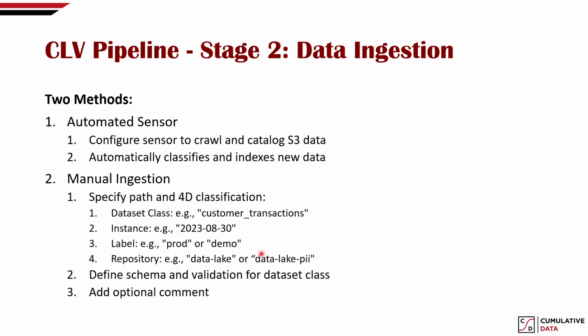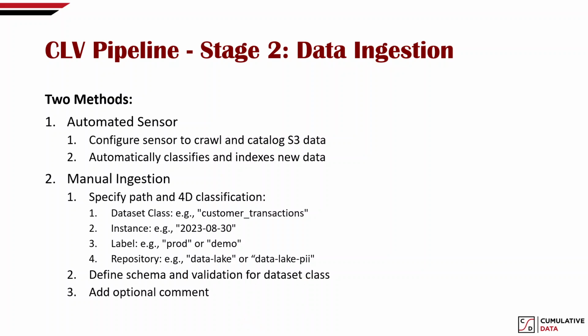A quick correction. A suitable repository is data lake PII, not prod. Prod is more suitable as a label. And this kind of underscores that repositories do double duty of security enforcement within Trell, giving you a chance to restrict access to certain data in certain repositories from certain people. All right, and after manually specifying these dimensions, you can define the schema and validation for the dataset class and add a comment if it is required.